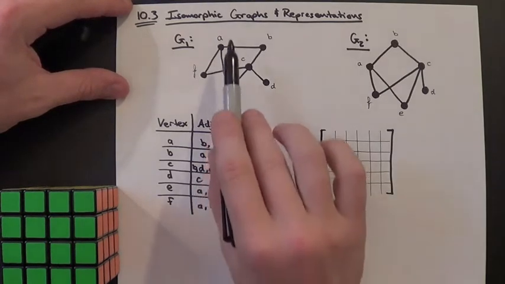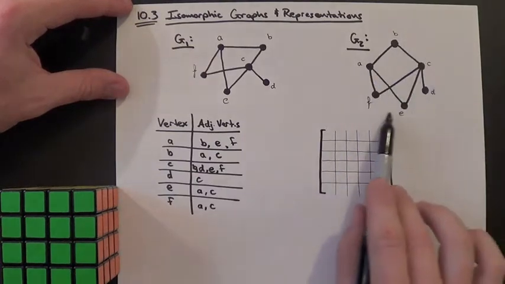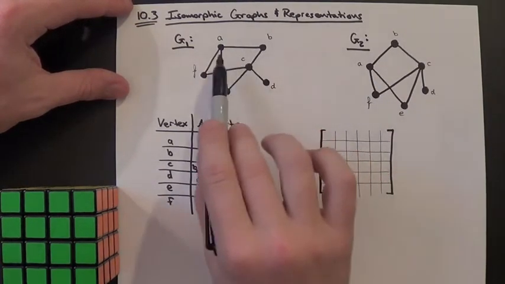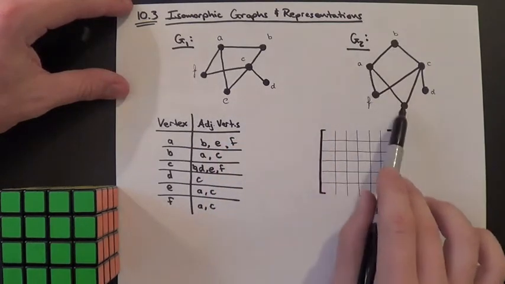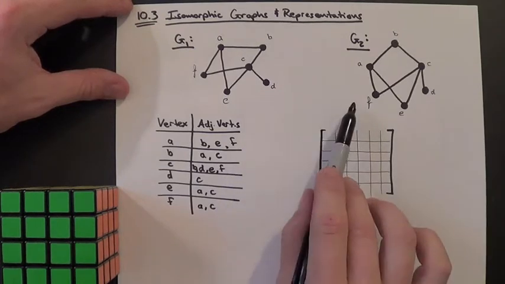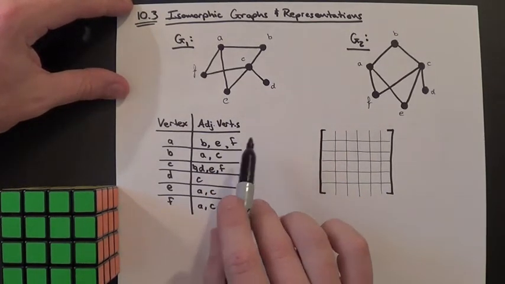So we can see that here, A, B, C, D, E, and F have been arranged now in a clockwise manner. And the edges, though, have been preserved. So it's the exact same edges connecting the different vertices on G2 as on G1. Thus, these two graphs are isomorphic.